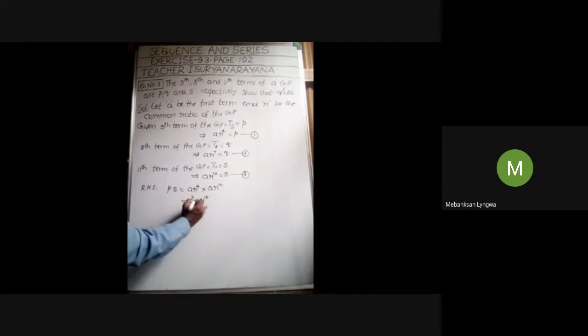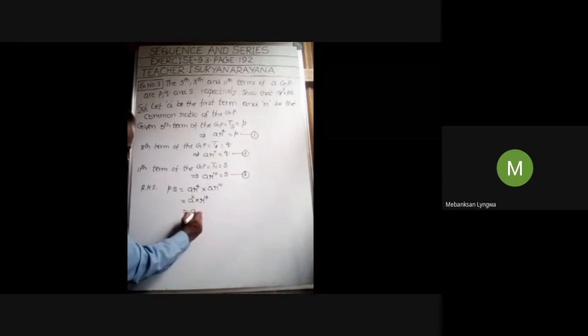Then how do you write this one? A square r to the power of 14. A r power 7 whole square. Can we write it or not? By using the laws of exponents, we can write this part as A r power 7 whole square. Yes or no, my children? Right. This is nothing but Q. So Q square. This is LHS. Therefore, LHS is equal to RHS. Hence proved.